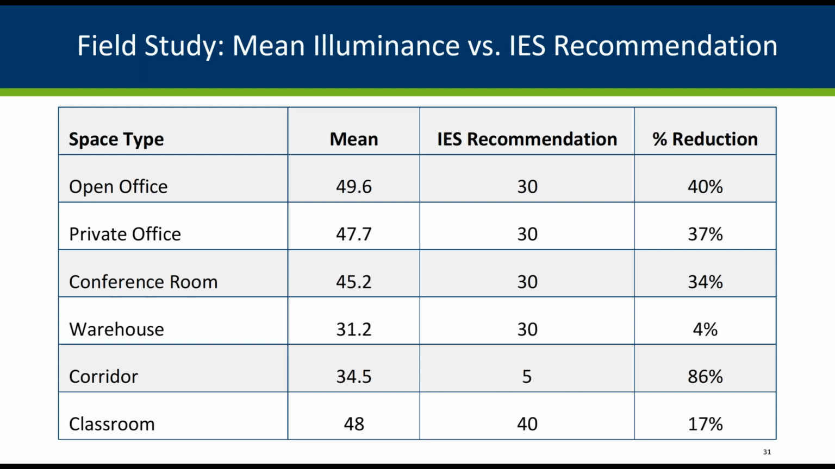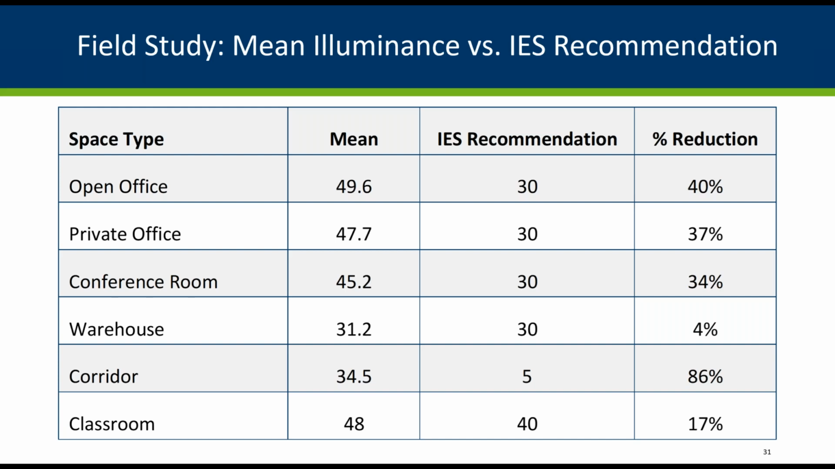Conference rooms were also very overlit, needing a reduction of 34% to bring their mean illuminance into agreement with the IES recommendation. Corridor spaces were the most overlit, with a reduction potential of 86%. However, there is less opportunity for energy savings in corridors due to their smaller portion of overall building area. In addition, the IES recommendation of 5-foot candles for corridor spaces may be considered too aggressive a reduction by the facility staff and the building occupants, which would reduce energy savings potential.